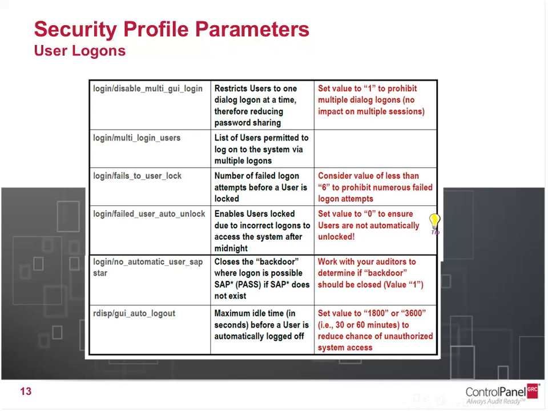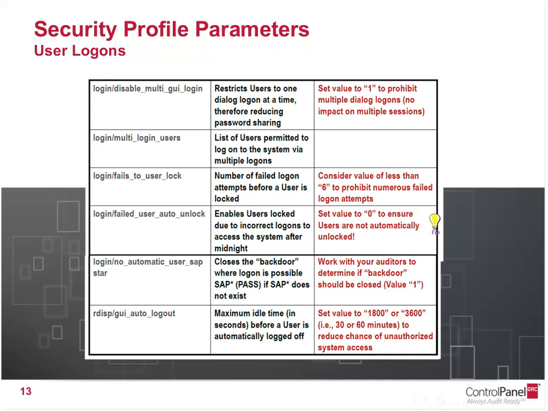The login/no_automatic_user_sapstar is basically closing a backdoor for the SAP system. If the ID SAP* is deleted out of the database, it's providing a backdoor where you can sign on with the password of PASS. We recommend closing this backdoor by setting the value to 1. It's not fully closing the backdoor. Your basis team could certainly change that profile parameter if they needed to and restart the system. But it's just an added safeguard for your environment.